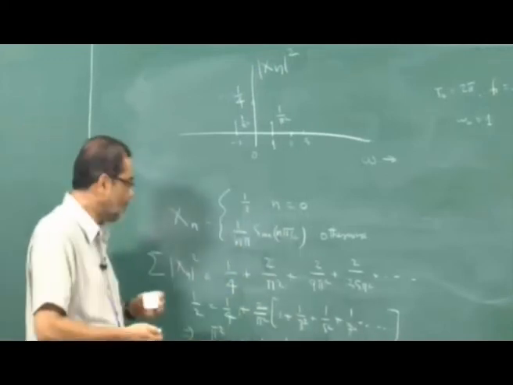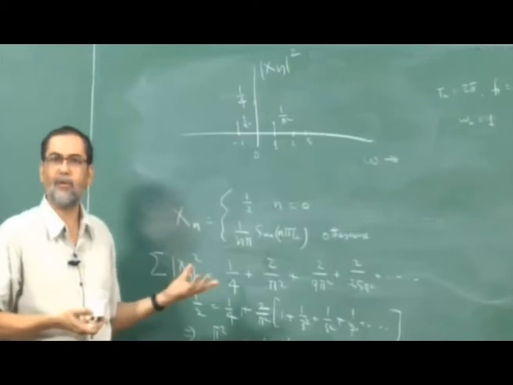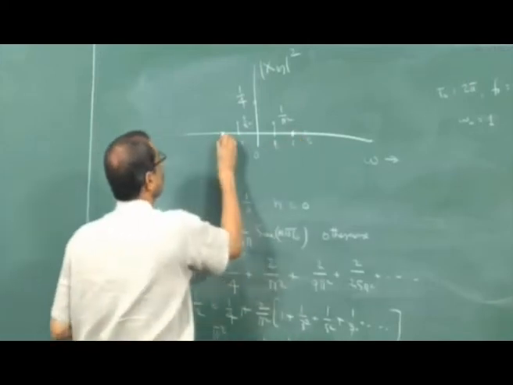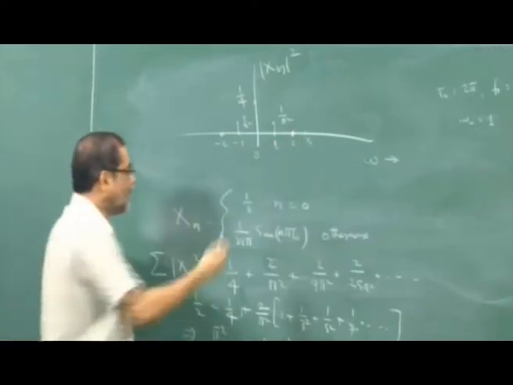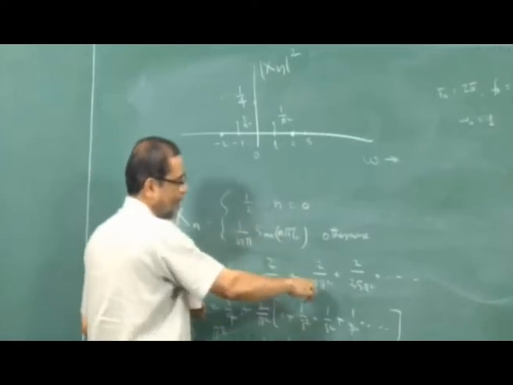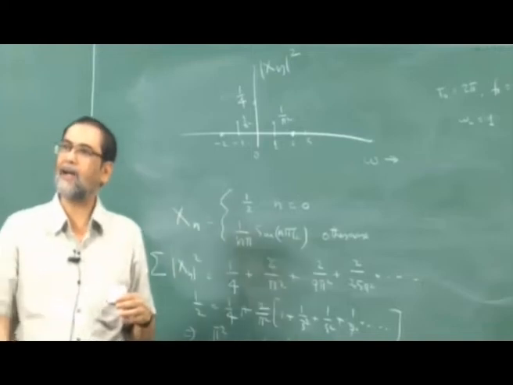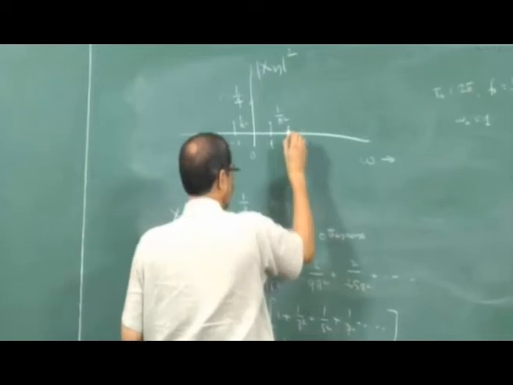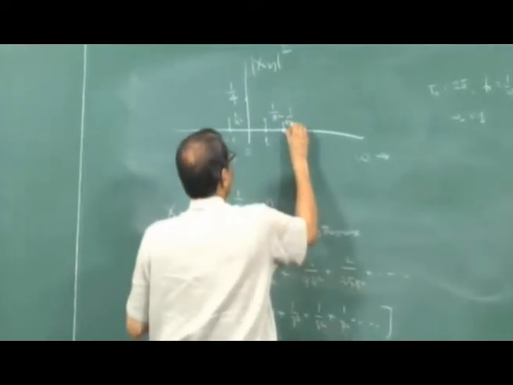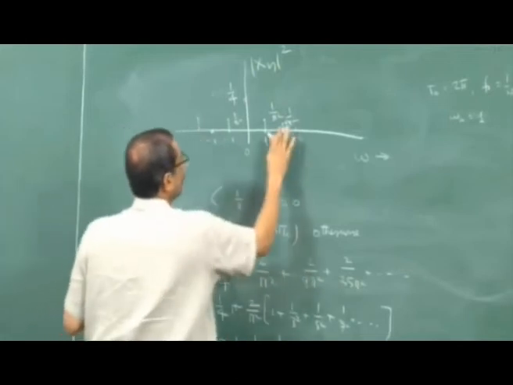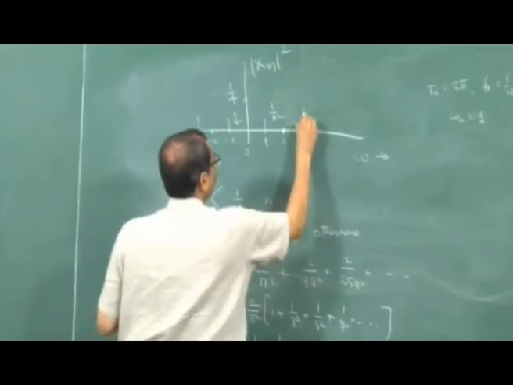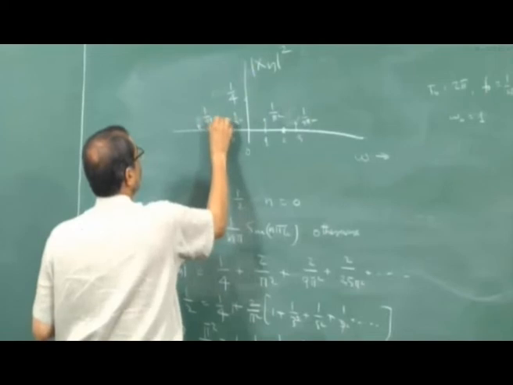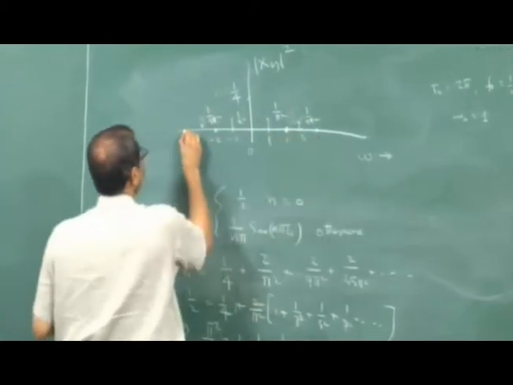N equal to 2, what is it? Substitute n equal to 2, this is 0. So there is 0 power here, 0 power here. N equal to 3 is 1 by 9 pi square. Pi square is 10, so 1 by 90 is about 0.01, so 1/10 of this. So it is 1 by 9 pi square, similarly at minus 3, 1 by 9 pi square, and so 4 is 0, minus 4 is 0, and so on.